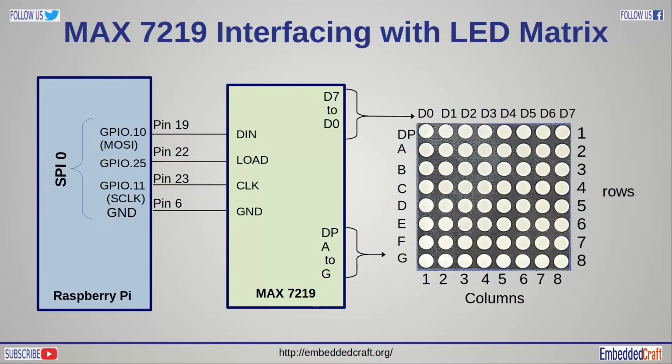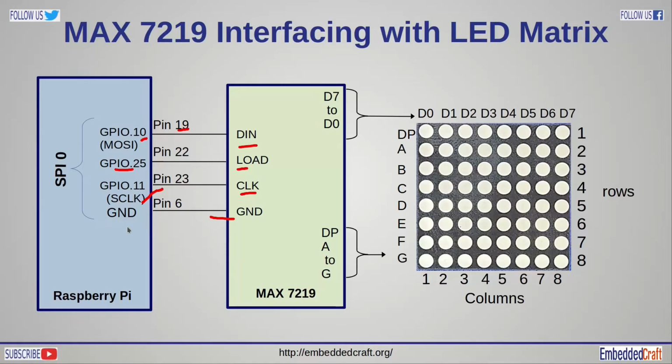Connection of MAX7219 with the Raspberry Pi 4 board is straightforward. MAX7219 has a DIN pin, which is basically the master out slave in pin. The DIN pin is connected to the MOSI pin of the Raspberry Pi board. MOSI is pin 19. The clock pin of MAX7219 is connected to SCLK of the Raspberry Pi. The load pin of MAX7219 is connected to GPIO number 25. The load pin can be connected to any GPIO pin of the Raspberry Pi. We will see the role of the load pin shortly. The ground pin of MAX7219 is connected to the ground pin of the Raspberry Pi.